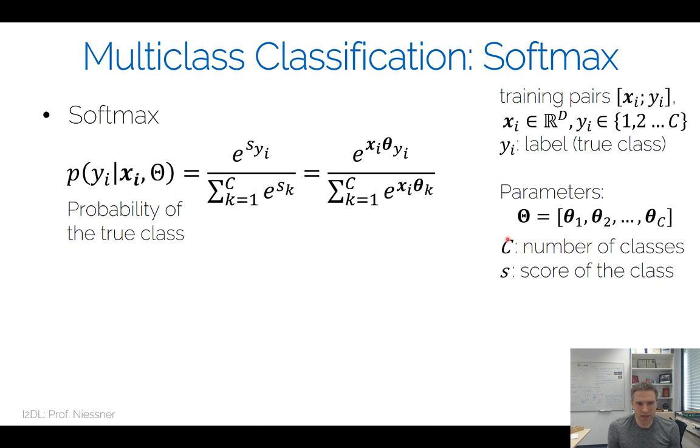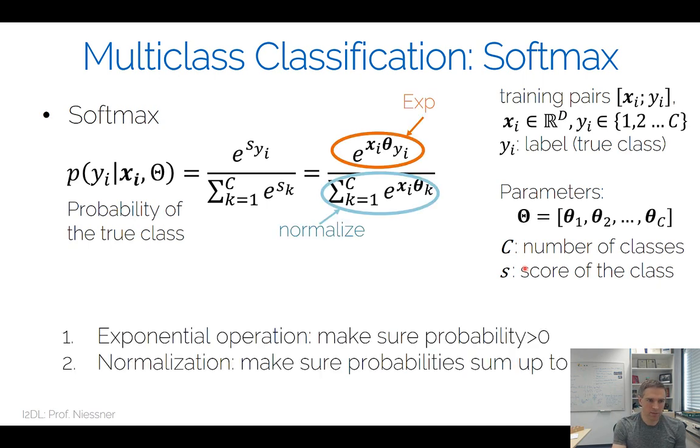And this theta is actually the set of all class weights. So we have C classes, S is the score of the respective class, and we have a function that is generalizable. We have these two parts: the exponential operation, where this probability is always going to be greater than zero and has this approximative property of the maximum function but with a smooth fall off. It falls off very sharply, it's always greater than zero, but it's a smooth fall off, and then this normalization makes sure our probabilities sum up to one respectively.